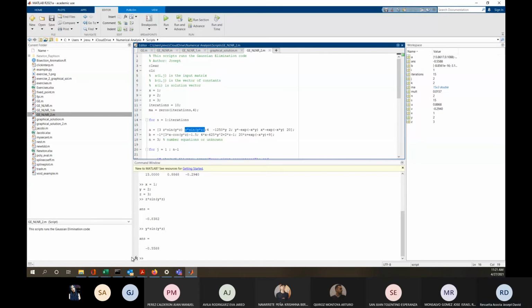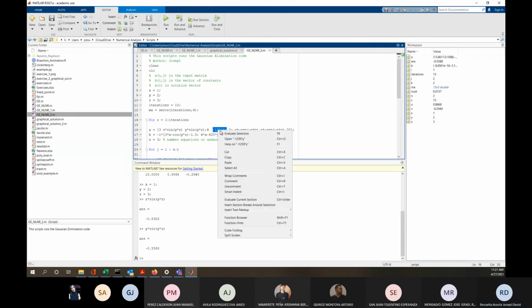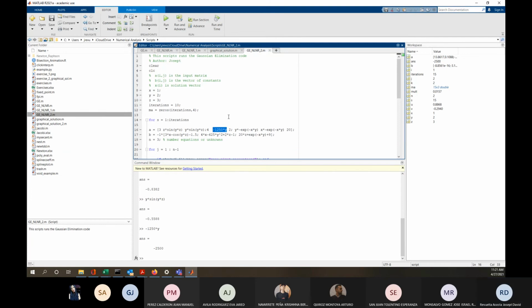Minus 0.5588. And then the second line is going to be 4, of course, 4. And then we have minus 2,500. Then we have a 2. And then we have the third row, it's minus 0.2707. The second term is going to be minus 0.1353 and then 20. That's going to be the Jacobian matrix evaluated in the initial values.